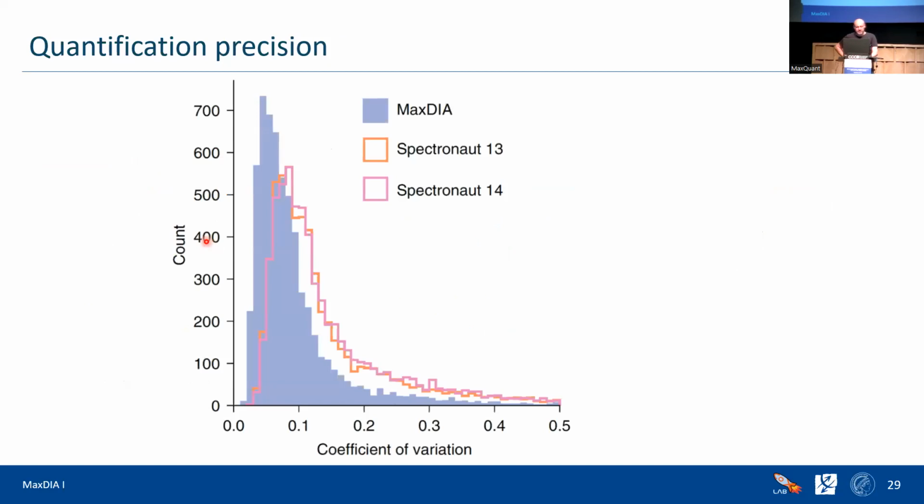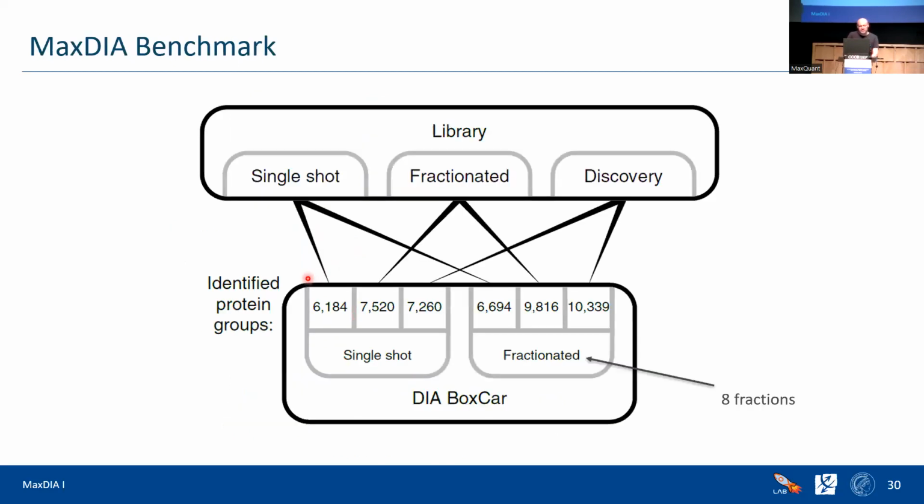Yeah, so here you see a coefficient of variation comparison. Again, compared with the old Spectronaut, which was very good at the time, we see almost twice as good, basically, and that's still good. So then we did some other benchmarks.